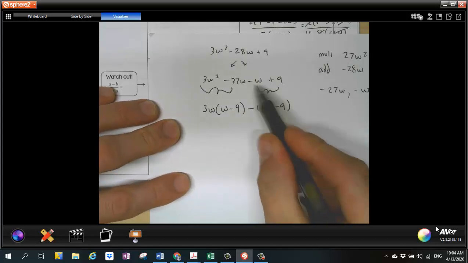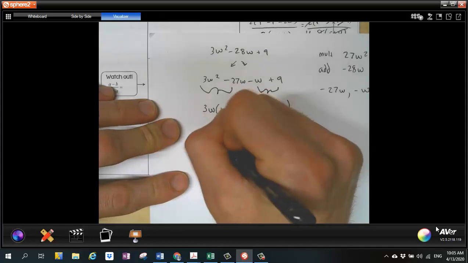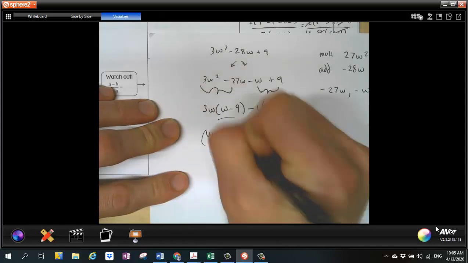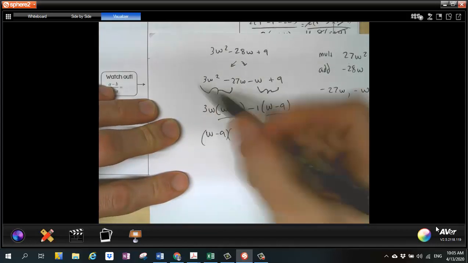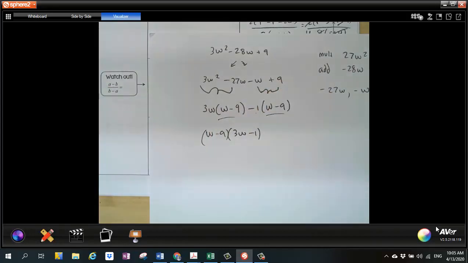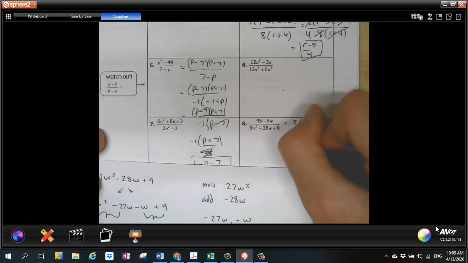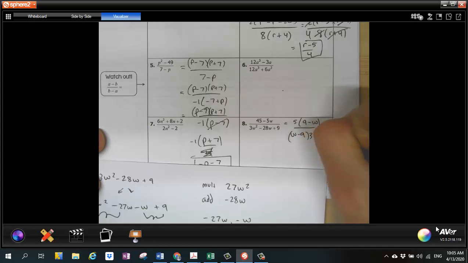I had to pull out a negative 1 from both of these. Now I can factor out this number, w minus 9, out front. And what's left over is 3w minus 1. So that was a tricky one to factor. So now I'm going to write this right here. On the bottom I have w minus 9 times 3w minus 1.